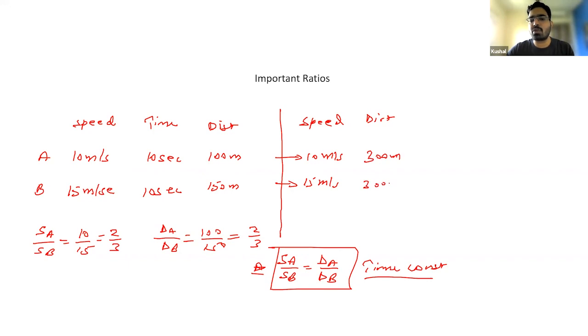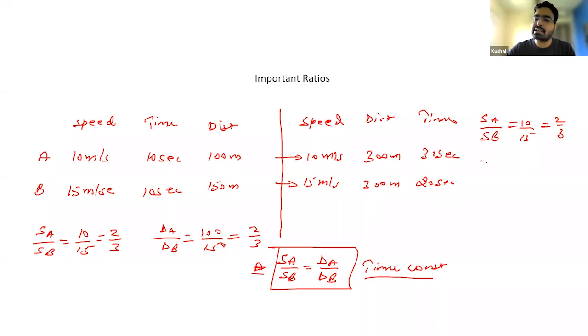Now, in this case, what happens? How much will be the time taken by A to travel a distance of 300 meters? It's going to be 30 seconds. What will be the time taken by B to travel a distance of 300 meters? That's going to be 20 seconds. Right? Now let's take the ratio of their speed, speed of A by speed of B. That's going to be 10 by 15, which is 2 by 3.